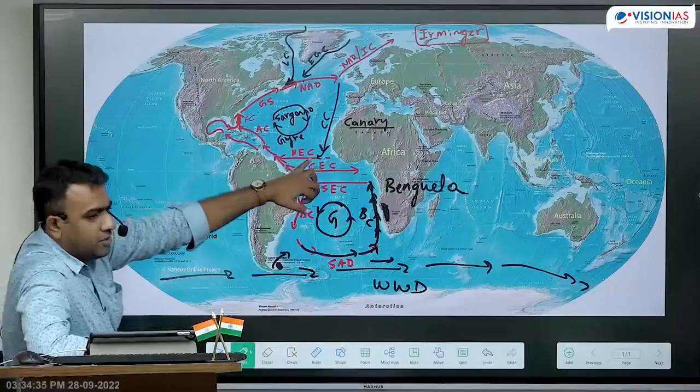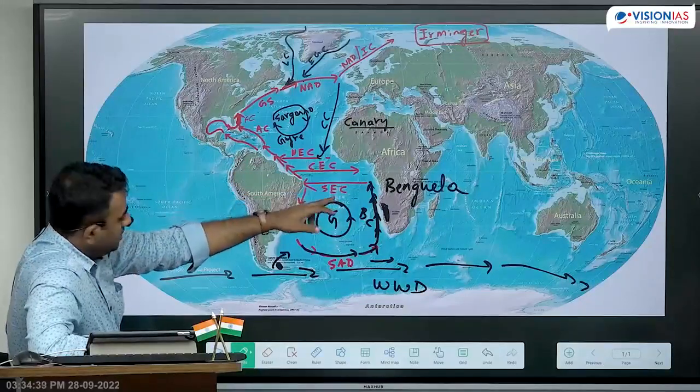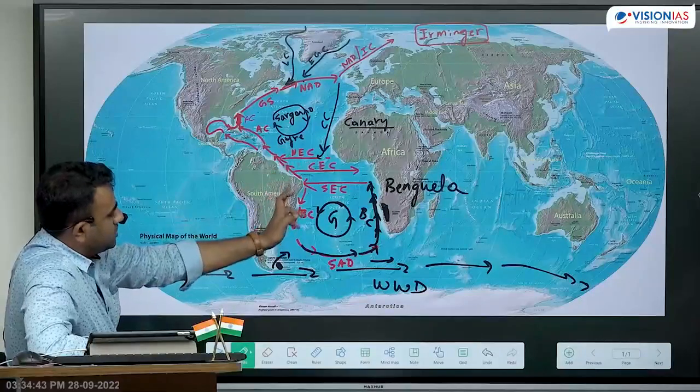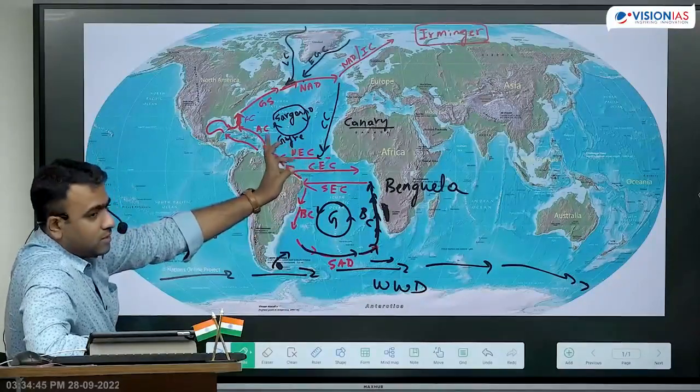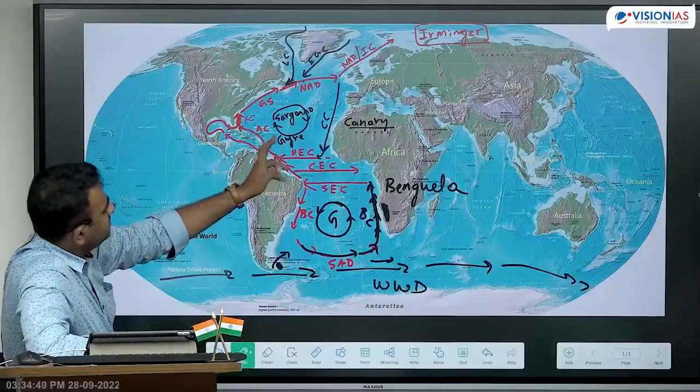It starts from North Equatorial Current, South Equatorial Current, and opposite will be the Counter Equatorial Current. South equatorial current gets divided into two branches. One part moves towards the north, another moves towards the south, and this part merges with the north equatorial current. And combined water moves along the coast of Caribbean Sea, Caribbean islands.